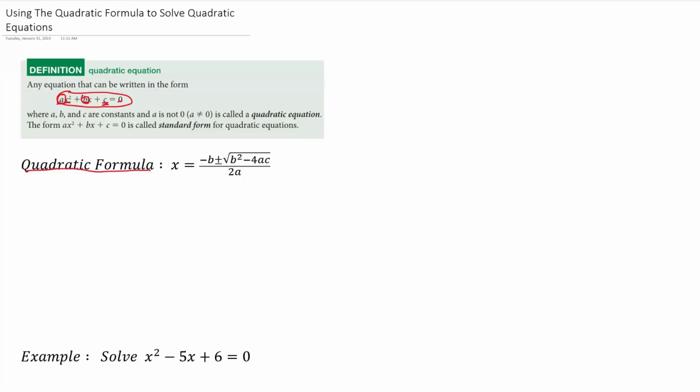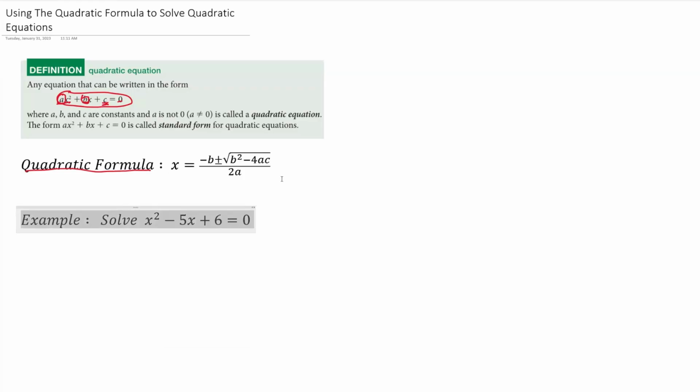So if we take this example below, it says solve x squared minus 5x plus 6 equals 0. So we want to use the quadratic formula. Here we'd like to identify what's a, what's b, and what's c. So a is 1, b is -5, and c is 6.